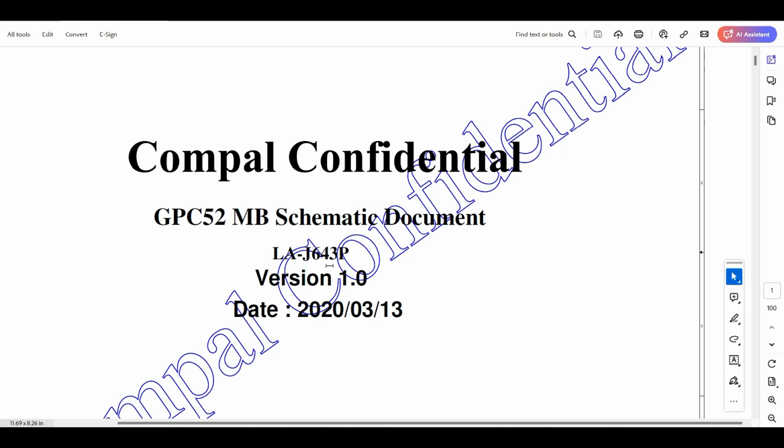LA-J643P. In this, he wants only the voltage rail, when it will generate. Maybe he is a basic or advanced level technician, that I don't know. But anyway, let us check LA-J643P, what it is.